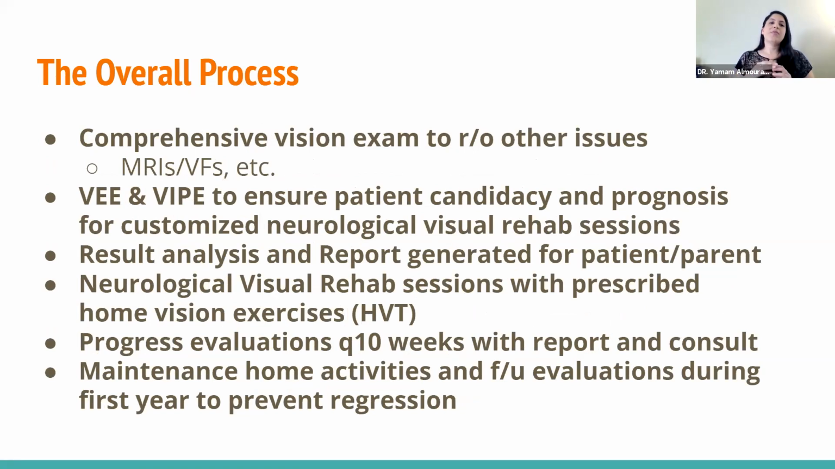All right, so talking about the overall process here, like we said, we want to do the comprehensive vision exam first. You have to rule out anything else that's going on, especially with traumatic brain injury. So you have to get the MRIs, visual fields, everything needs to be ruled out first, any other disease, before we move on to visual information processing and visual efficiency evaluation.